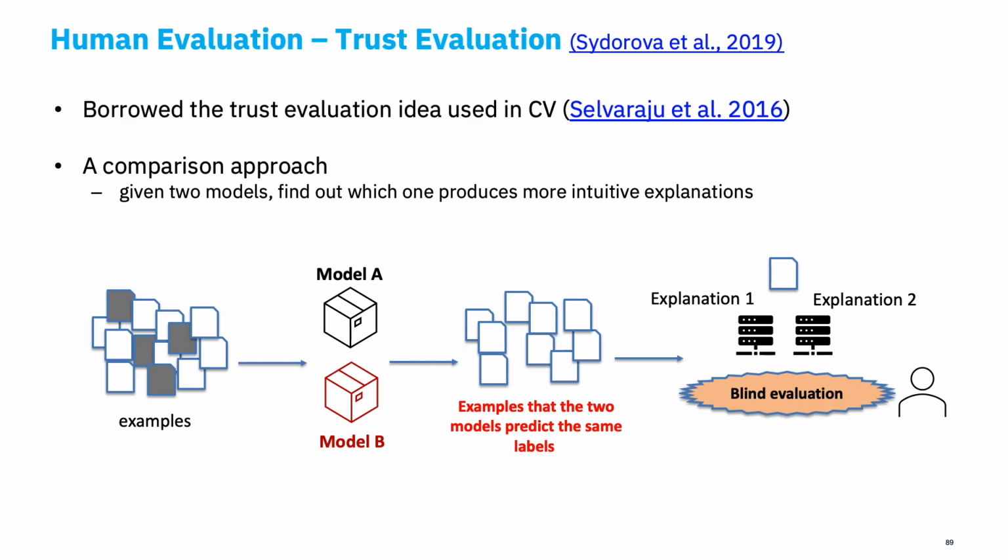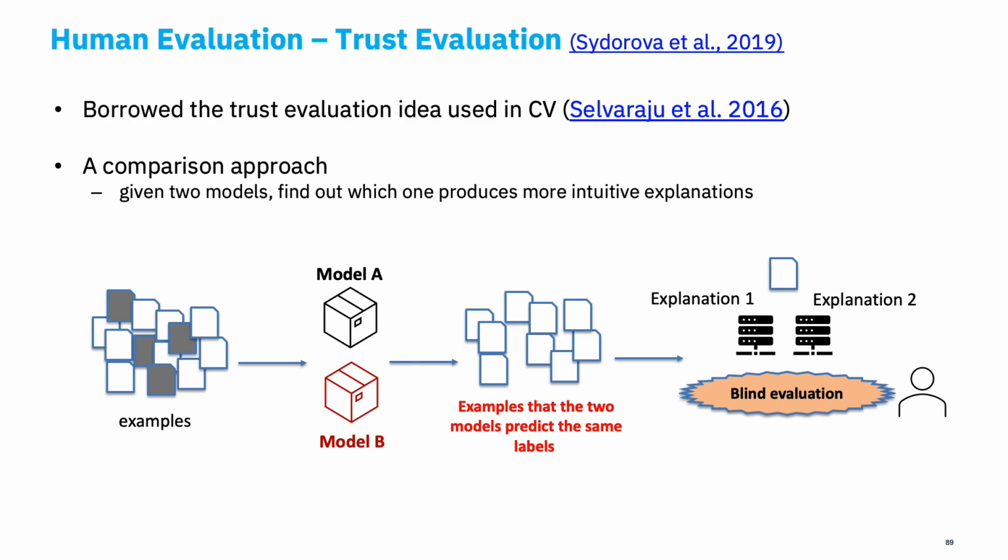It is called the trust evaluation method, used in the work done by Sidorova et al. They borrowed the idea originally proposed by Selvaraju et al. in 2016 for evaluating their computer vision models. The main idea of which is the following. Given two models with different performances, instances are chosen that are classified correctly by both models. Human annotators are presented the predicted instance together with the explanations generated by the two approaches, and the humans need to rate the reliability of the explanations without knowing which explanation is produced by which approach.